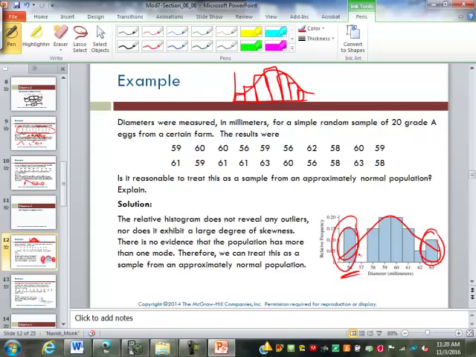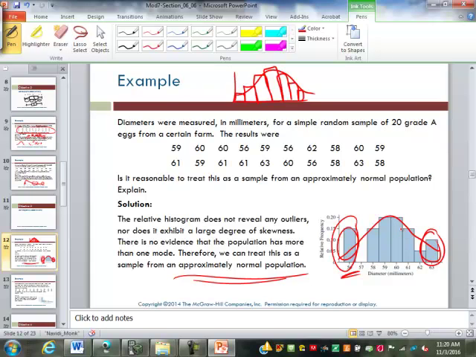Could you consider this one an outlier? Well, it's only one spot away, so it's away from the other data, but maybe not quite far enough to be called an outlier. So this one we would say is approximately normal. So you can see here the subjectivity that comes into this.